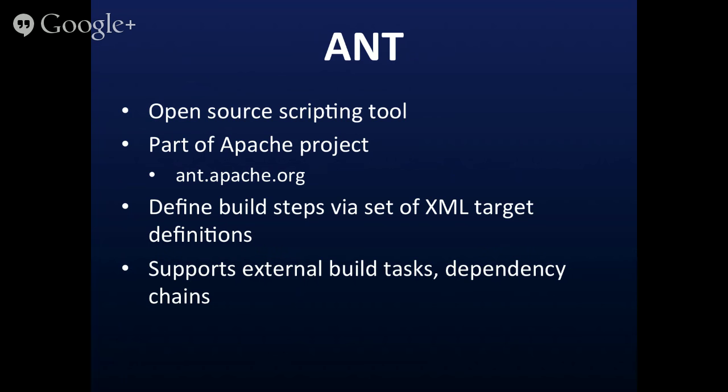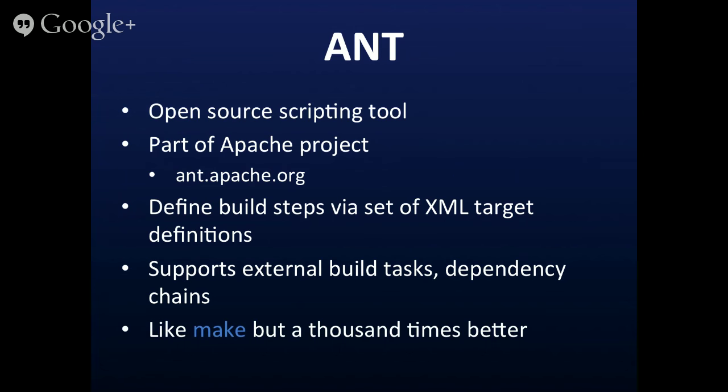So Ant basically lets you do a lot of different things. It'll support external build tasks. It supports dependency chaining and things like that. If anyone remembers Make, that you may have used years and years back for building C programs, it's like Make, but it's 1,000 times better. And I would say maybe even 2,000 times better. It does a lot of the same things, but it's a lot more intuitive and easy to set up your scripts.